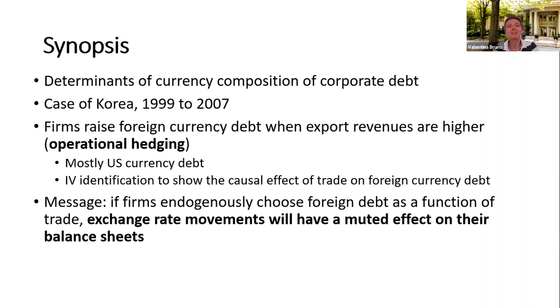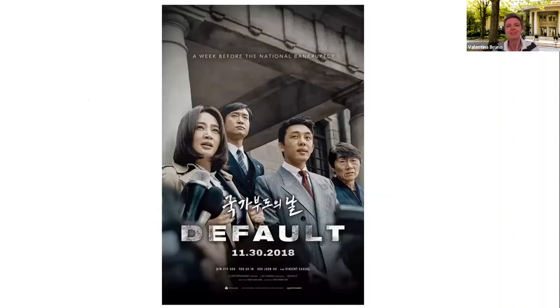And I was hoping one day to really discuss a paper on Korea, for various reasons, including the fact that I watched a movie, Default, one of the best movies with an economic subject I have ever seen. I'm not so sure that my IMF friends would agree with my statement, but it's really all about the role of foreign debt and the risks that foreign debt brings, in this case, for a country.